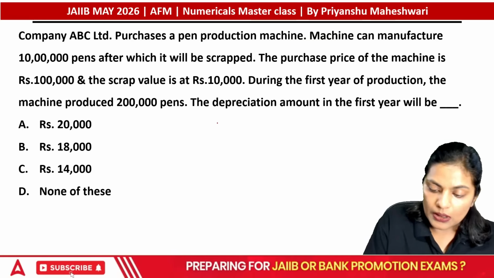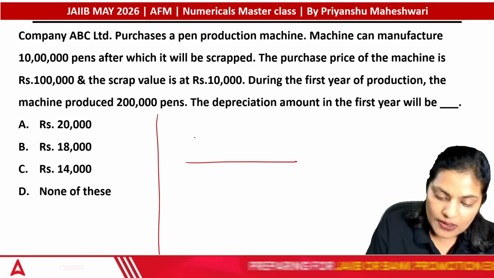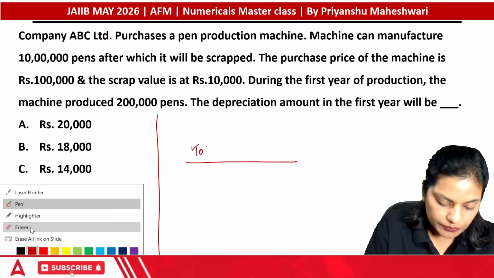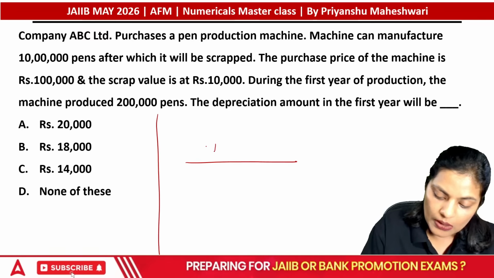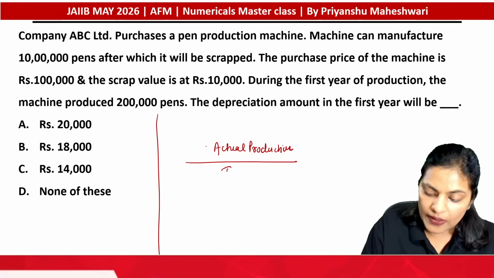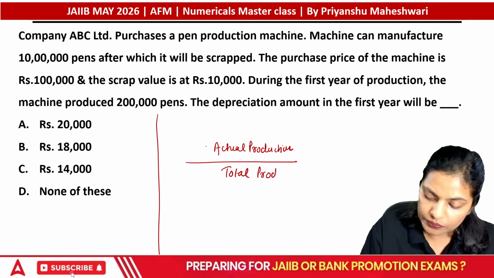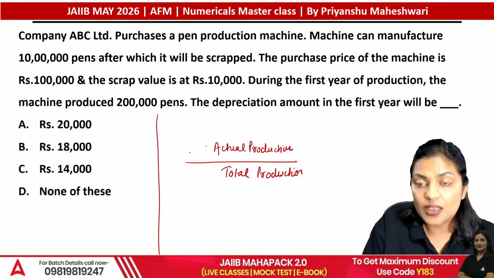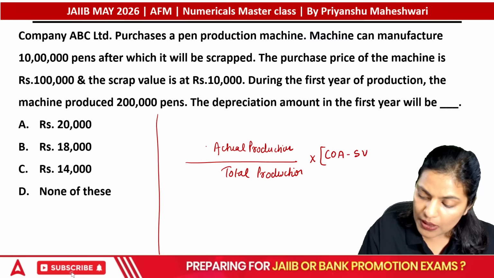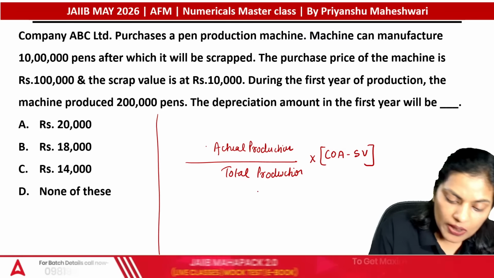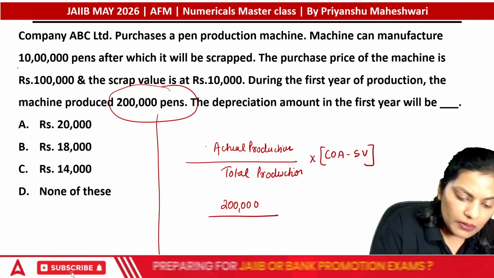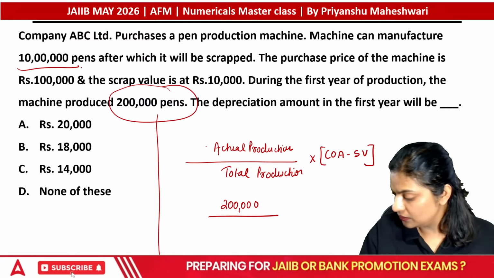Now, this is unit of production method, which says, how do we calculate it? Now, we have actual production of the current year divided by total production. This is the way to allocate the depreciation into cost of acquisition minus salvage value. So, how much have I actually produced in this year? It is 2 lakh pens. 2 lakh banaya na? That is 2 lakh. And kitna? 10 lakh.